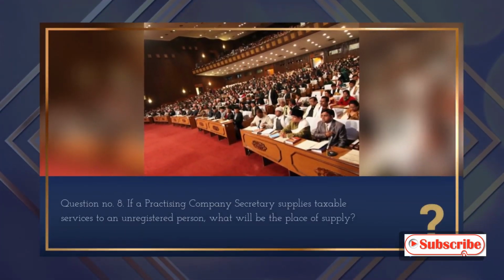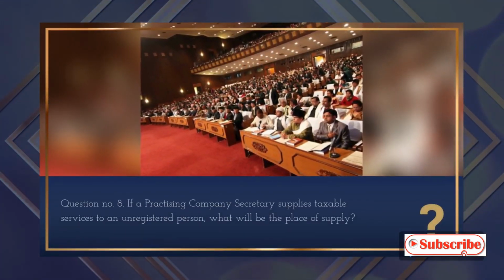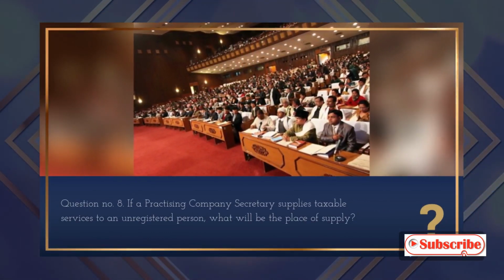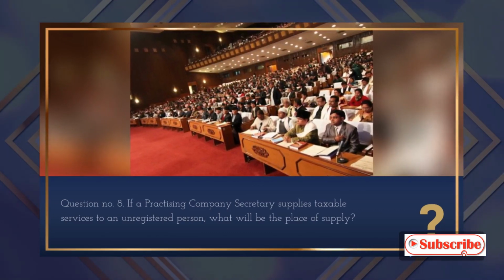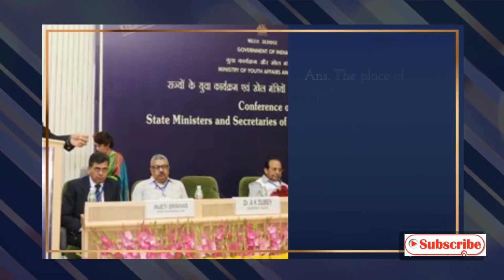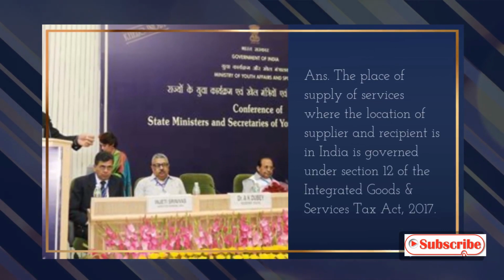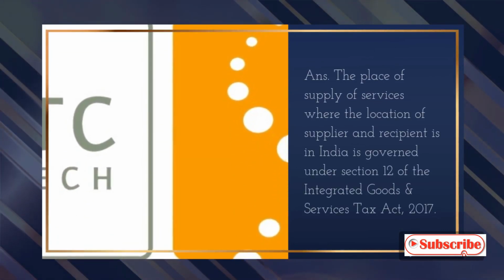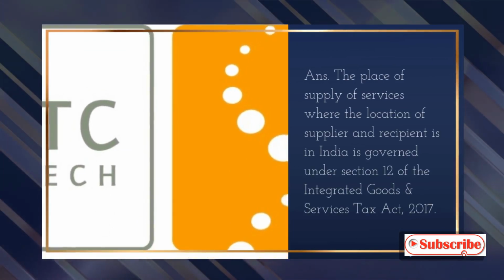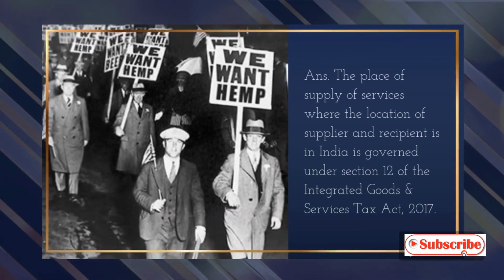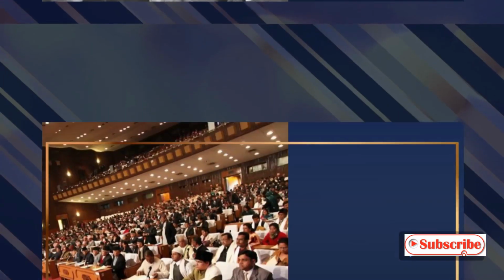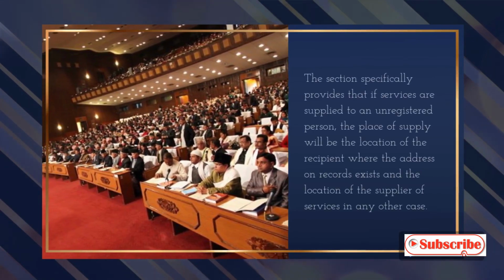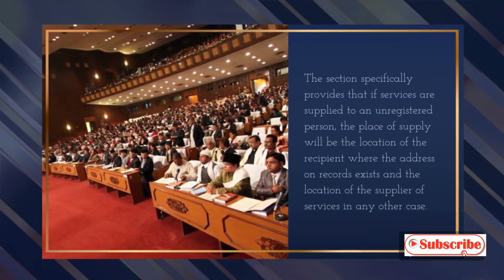Question number 8. If a practicing company secretary supplies taxable services to an unregistered person, what will be the place of supply? Answer. The section specifically provides that if services are supplied to an unregistered person, the place of supply will be the location of the recipient where the address on record exists, and the location of the supplier of services in any other case.